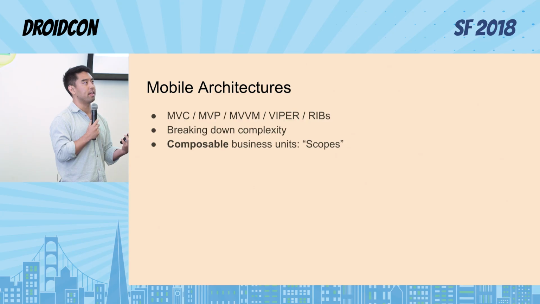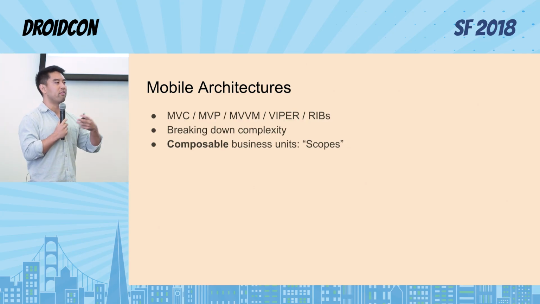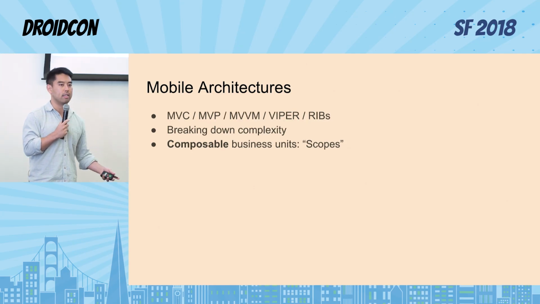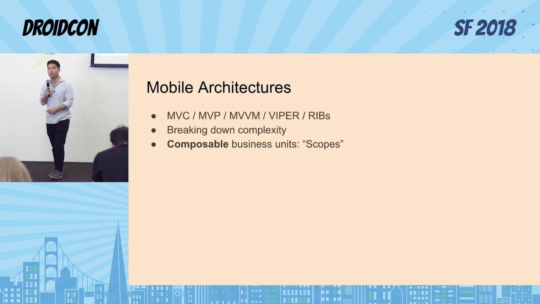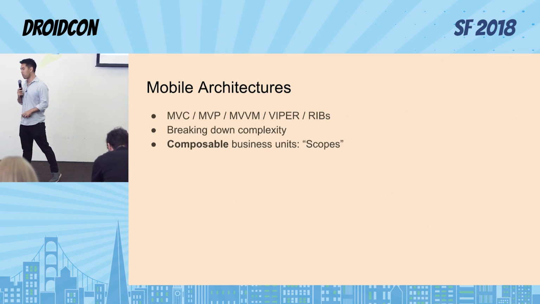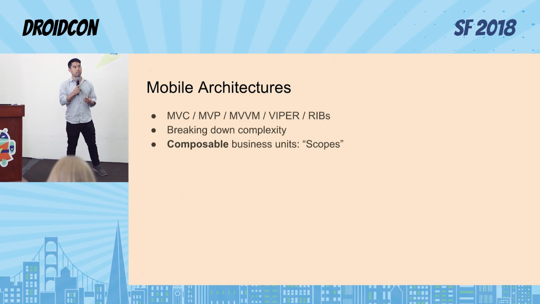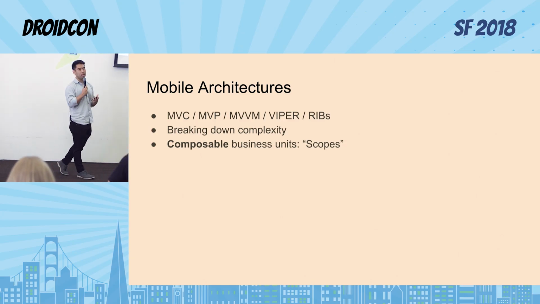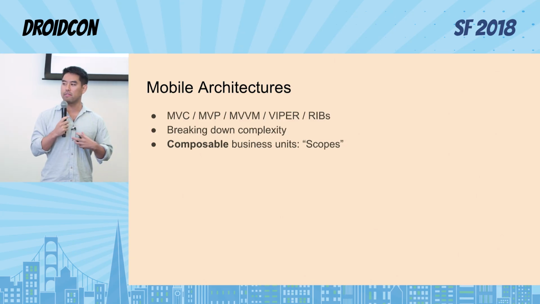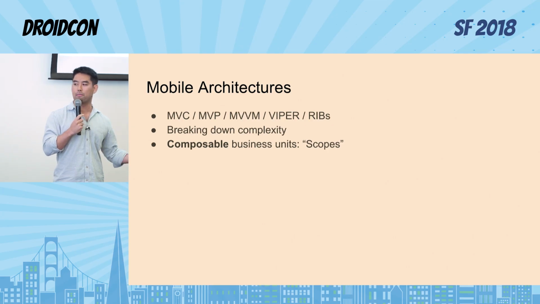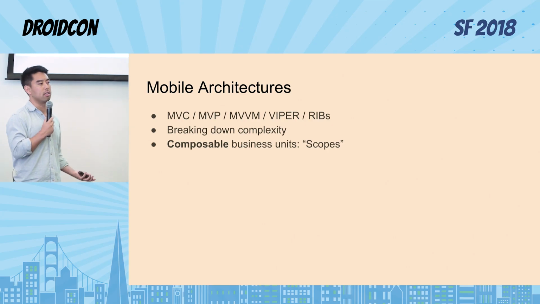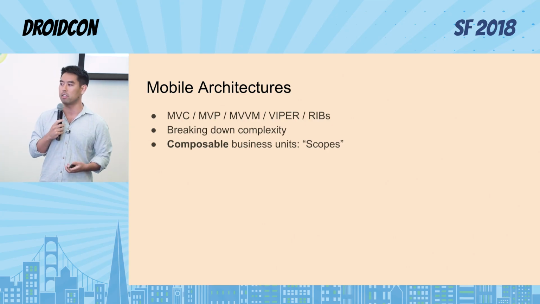We need to deal with things like scaling up the number of developers working in the same code base and dealing with code complexity, scale, and lines of code. So what all these mobile architectures try to solve is dealing with those problems, right? And what they do is they solve it in kind of similar ways by breaking down that complexity into composable business units. And we'll just from here on out call these scopes.